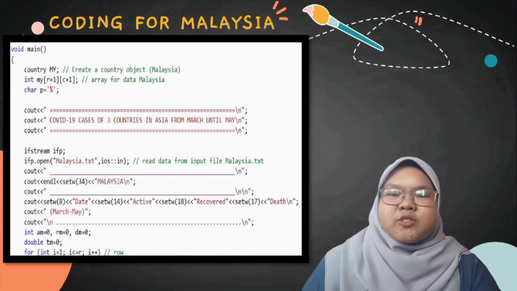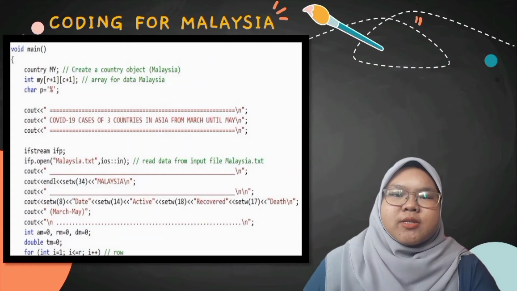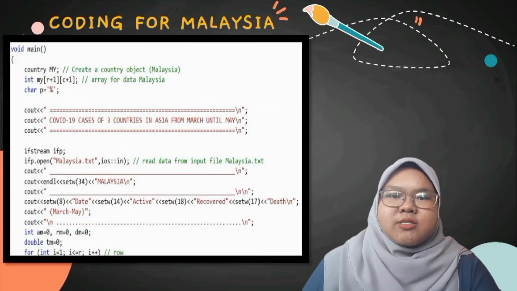Next, the coding. First, we need to declare an object for class country, which is my. Then create an array for the data, which is my r plus 1 c plus 1. Next, this is the coding to make the output more neat.